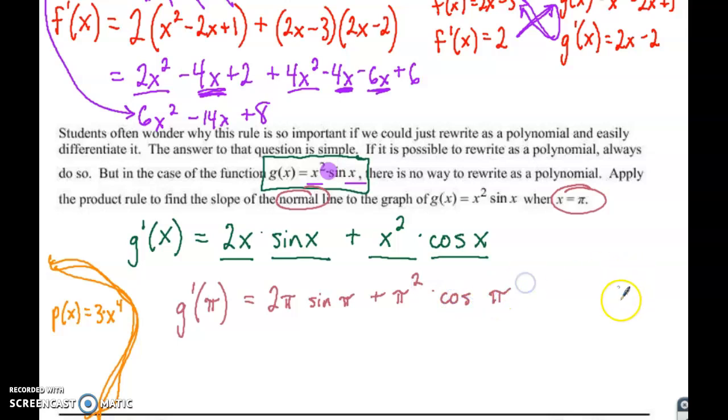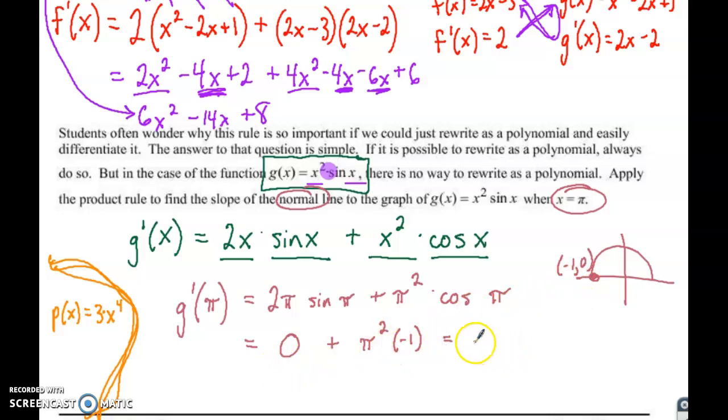Well, think about where pi is on the unit circle. That's a half revolution. That ordered pair is (-1, 0). So sine of pi is 0, and cosine of pi is -1. So the tangent line has a slope of negative pi squared. So what would the slope of the normal line be? It's the opposite reciprocal of that, because remember the normal line is perpendicular, so positive 1 over pi squared.